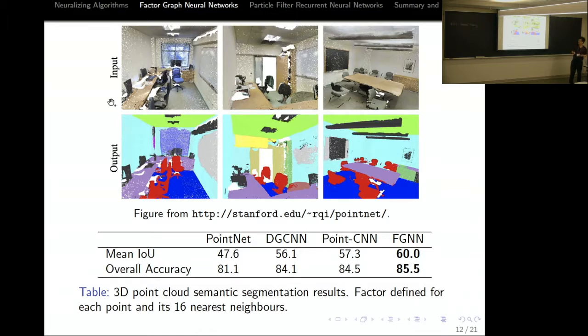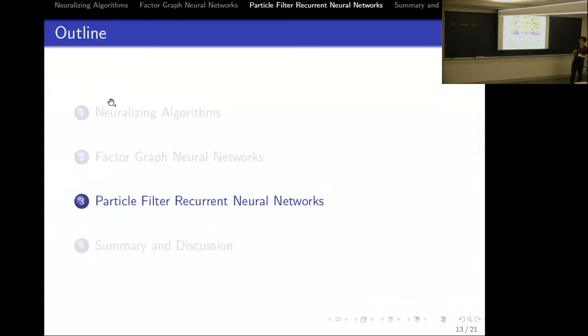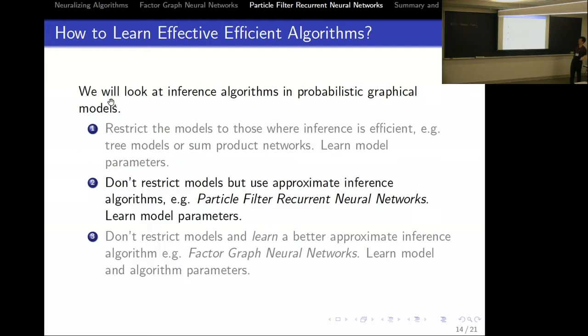On a real data set, this is 3D point cloud semantic segmentation, it seemed to have done well. I think this is at least a state-of-the-art result that we know of. Okay, so that's the vector graph neural network. Now I want to very quickly run through another algorithm, another idea. This time we are going to fix a known approximate inference algorithm.